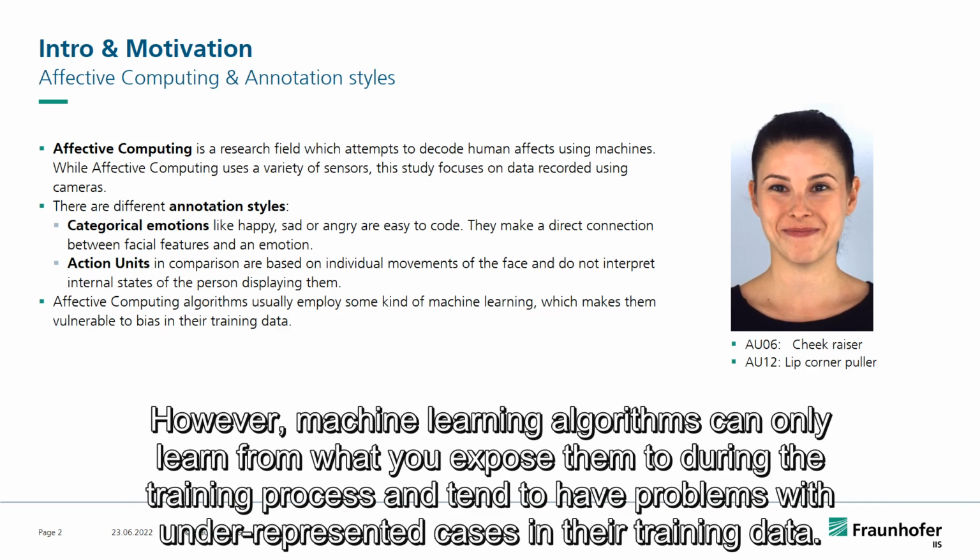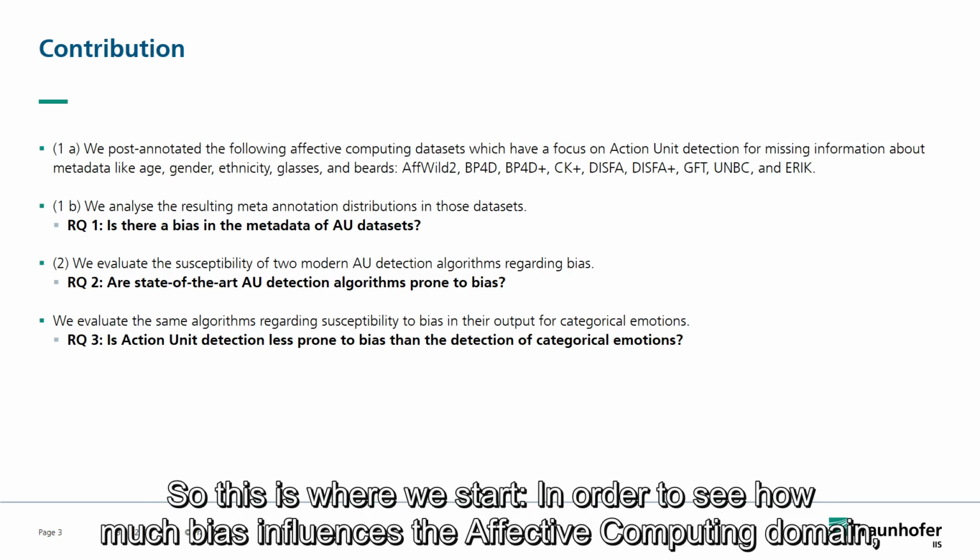In order to automatically annotate such labels, affective computing algorithms usually use some kind of machine learning. However, machine learning algorithms can only learn from what you expose them to during your training process, and tend to have problems with underrepresented cases in their training data. So this is where we start.